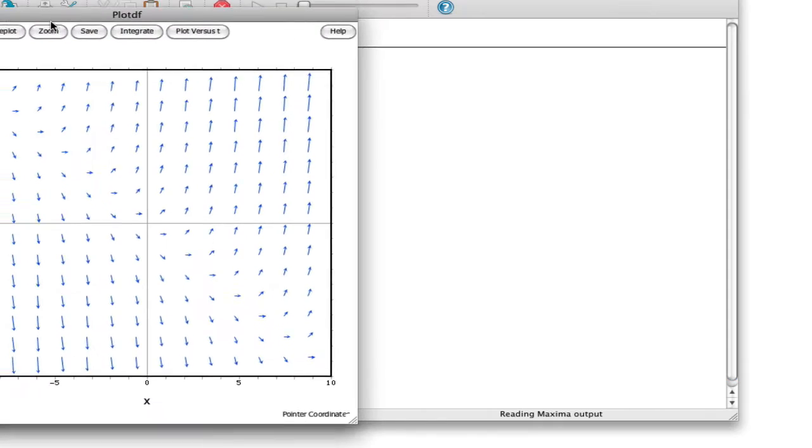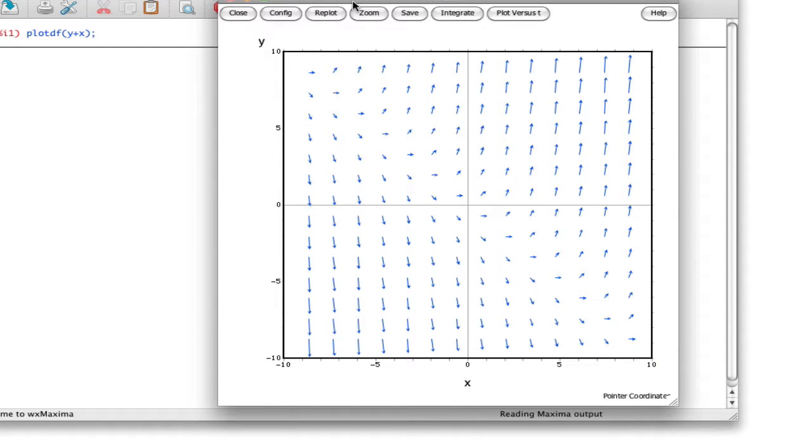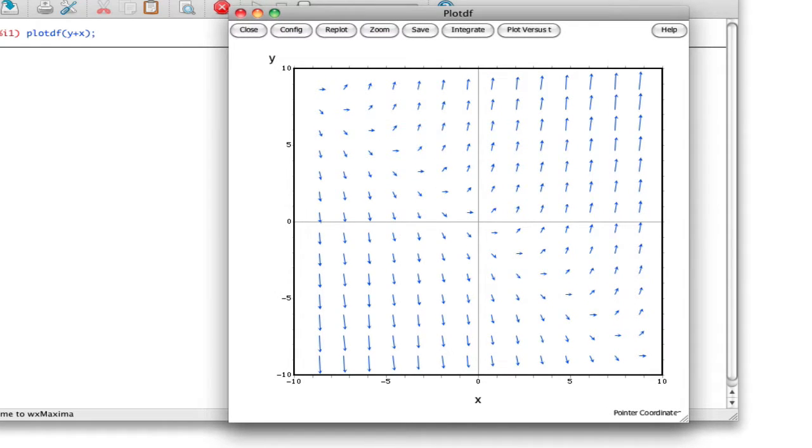Okay. So this is the differential equation. dy over dx is equal to y plus x. If you were going to plot this by hand, which I would not recommend, what you would really do is, instead of trying to plug in points and figure out what the slopes are at those points, which would be a terrible way to go about it, a smarter way. Even though it's a smarter way, I still wouldn't recommend it.